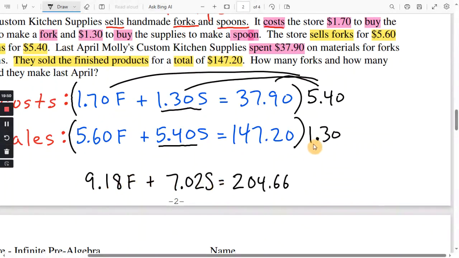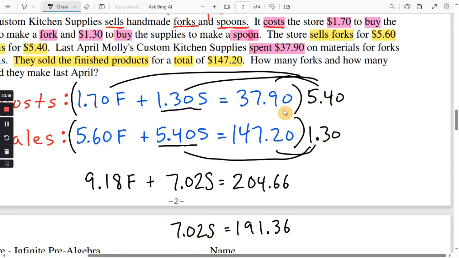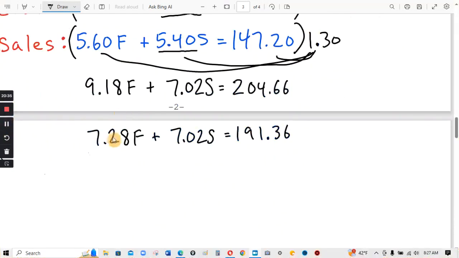Distributing on the bottom, 1.3 times 147.2, that's 191.36. Keep the equal sign. 1.3 times 5.4, that's 7.02. And really, we knew that already because we did 1.3 times 5.4 on top. 1.3 times 5.6, that's 7.28. And that's times F. All right, now we're in business.